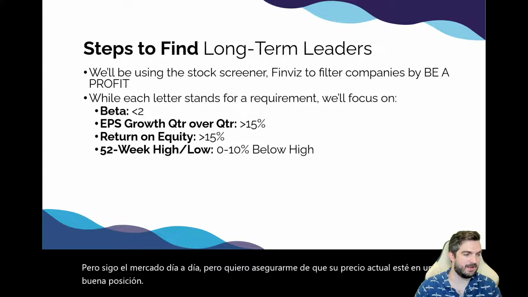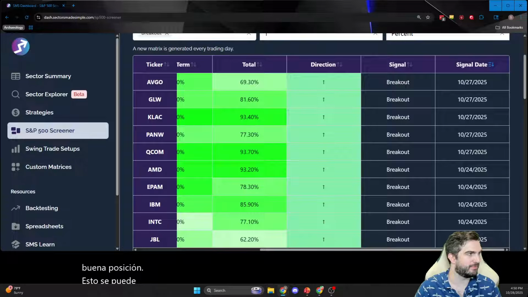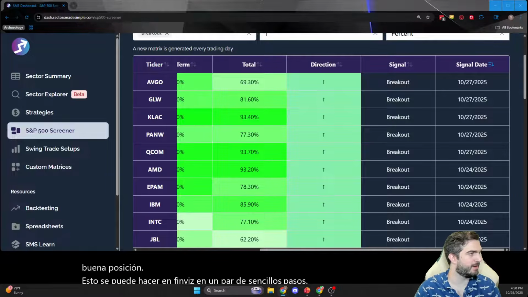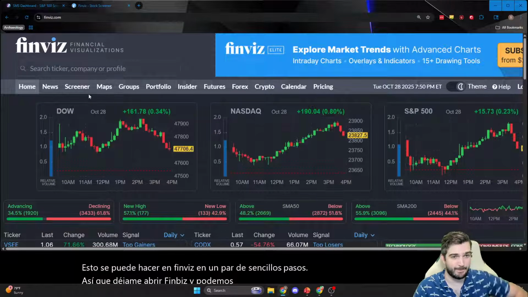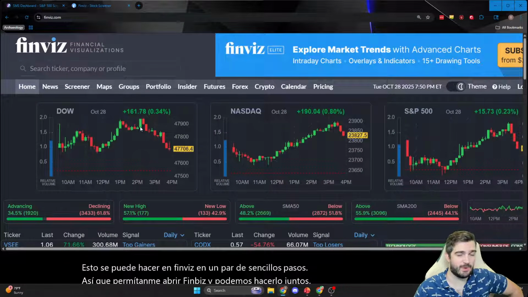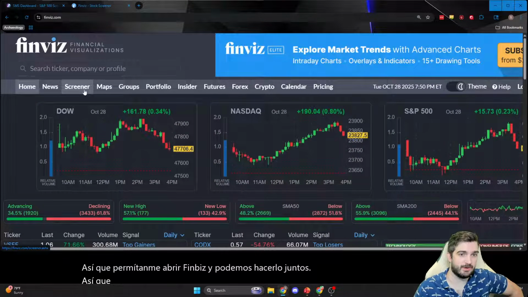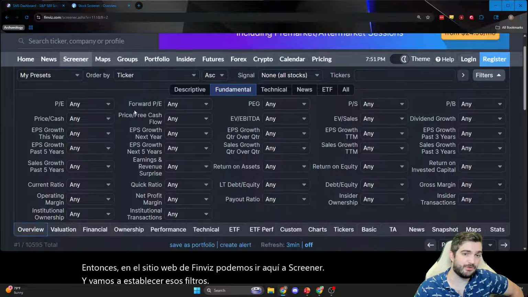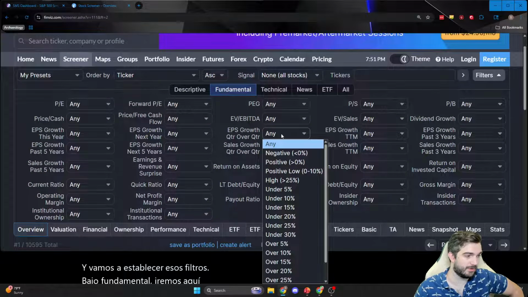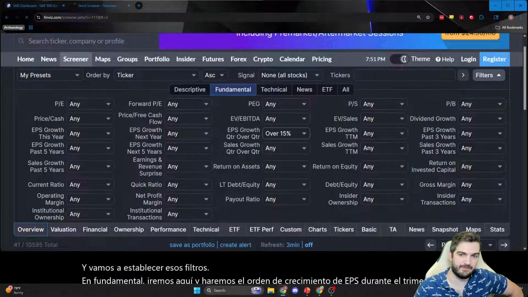This can be done in FinViz in a couple of simple steps. So let me open up FinViz and we can do that together. On FinViz's website, we can go here to Screener, and we're going to set those filters. Under Fundamental, we'll do EPS growth quarter over quarter, above 15%.